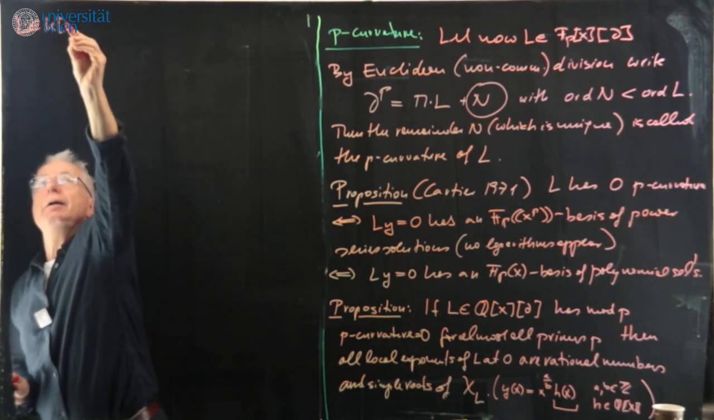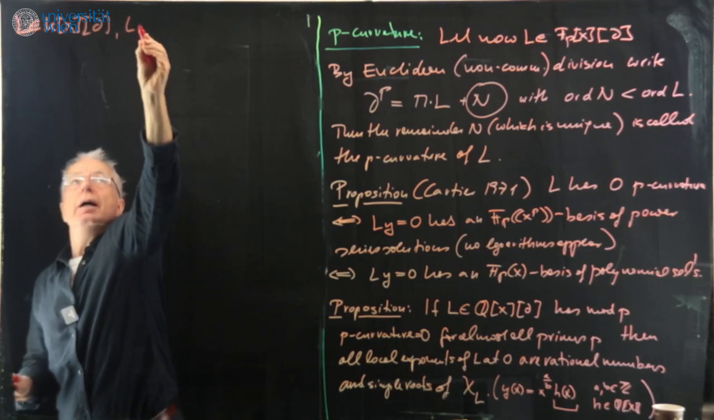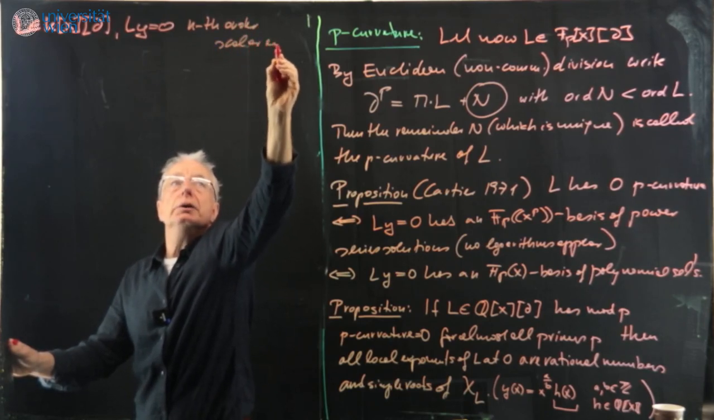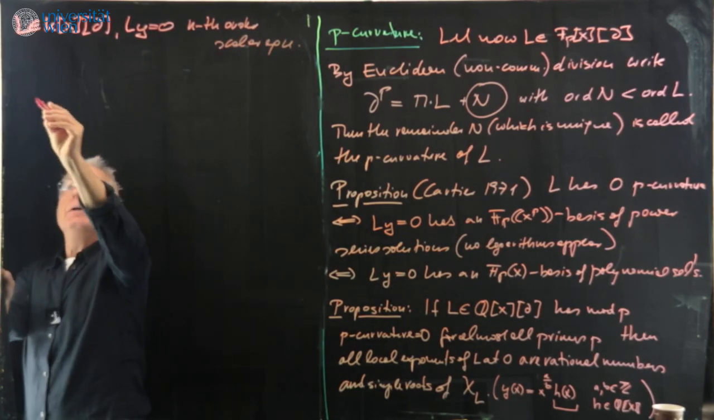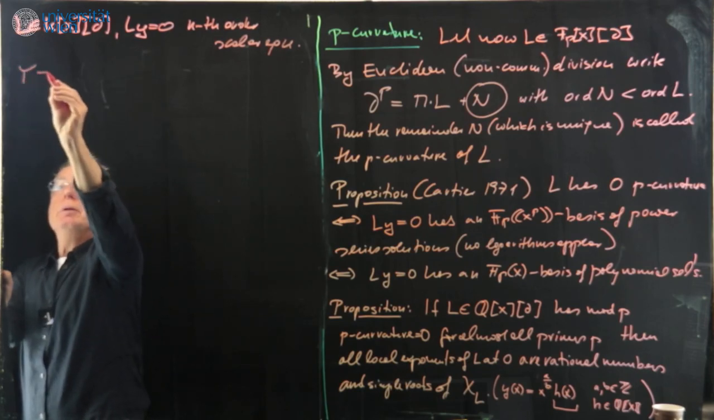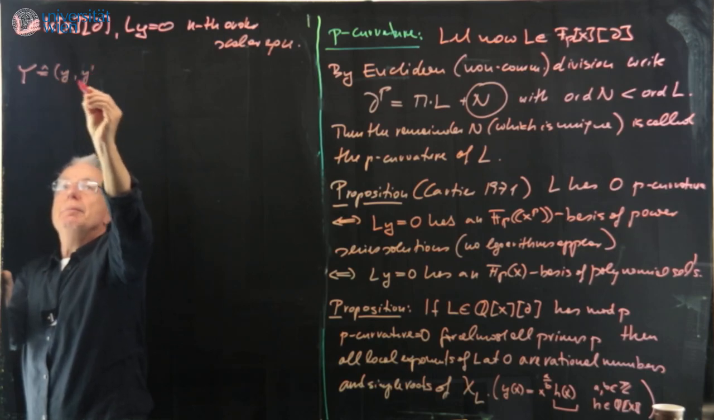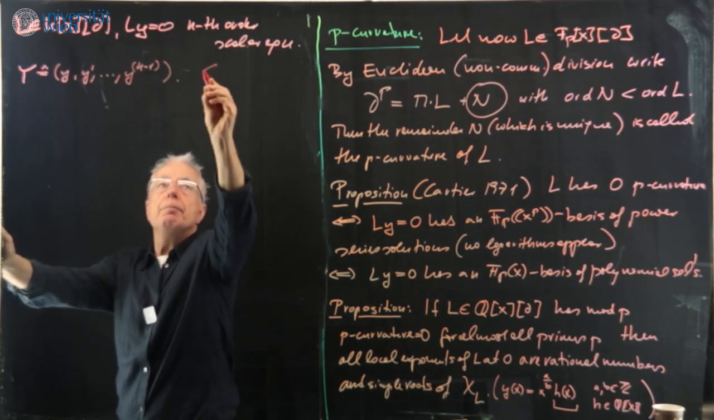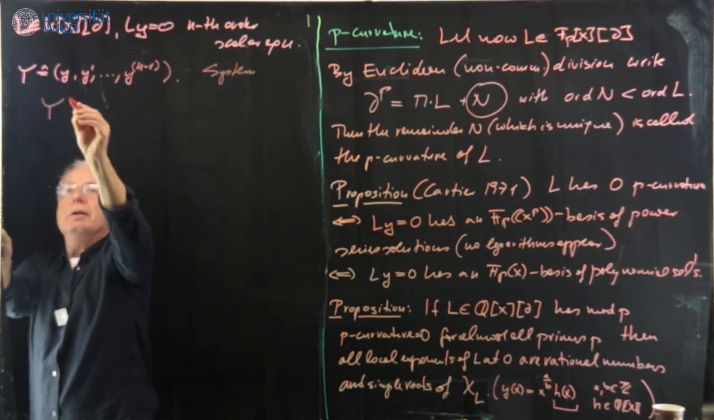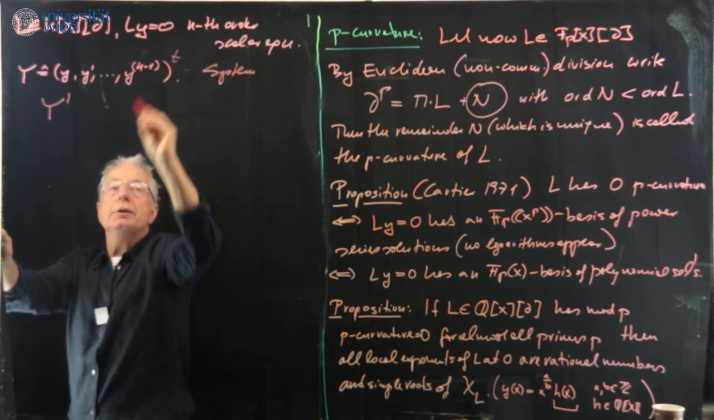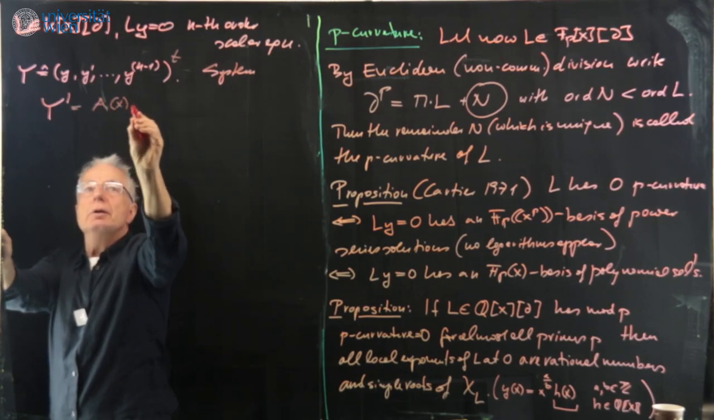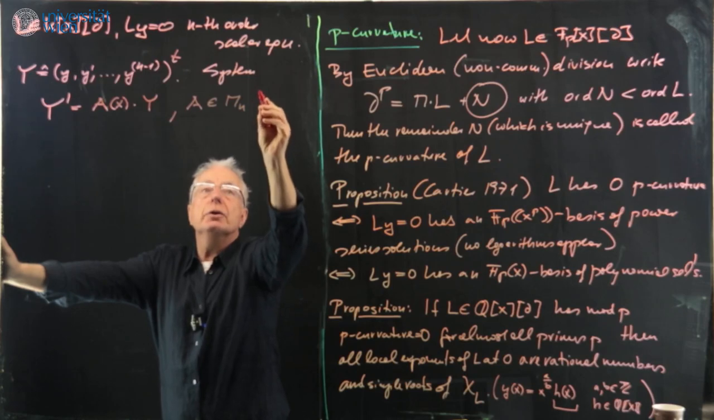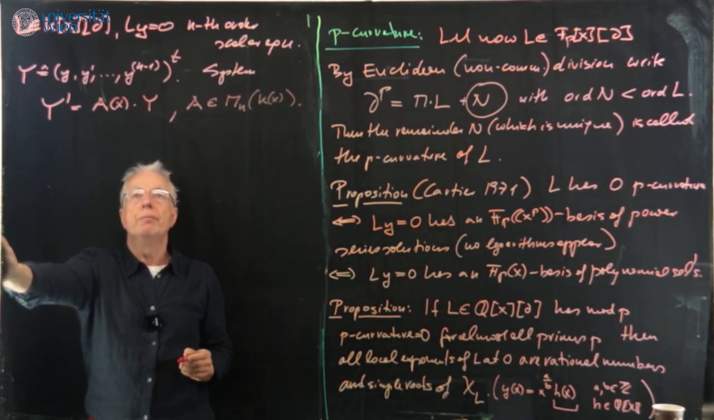L in k[x, del], Ly equals zero, nth order. And now I call it a scalar equation, because we have just one equation. Then y is one variable. Now we introduce a capital Y variable, which will play the role of y, y prime, up to y to the n minus 1. And then we will get a system. If we take now the derivative of this vector, I write it vertically, so this is a column vector, it equals A of x times Y. And A is now an n by n matrix, with coefficients, let's say, rational functions. Okay. This is now the system.